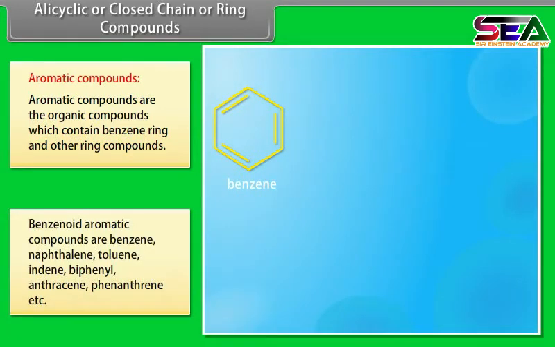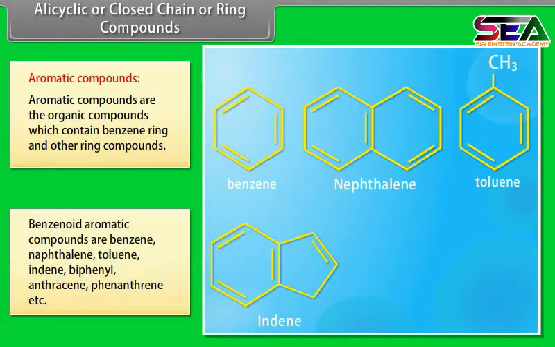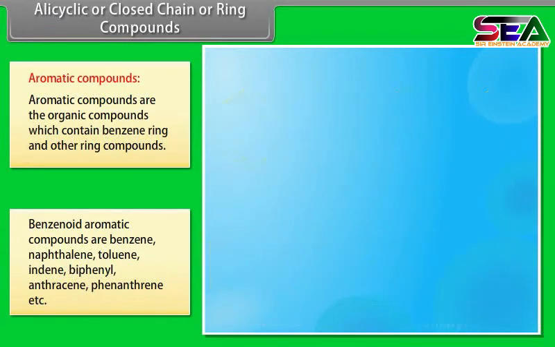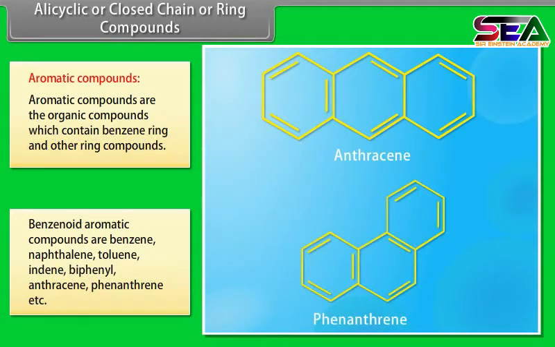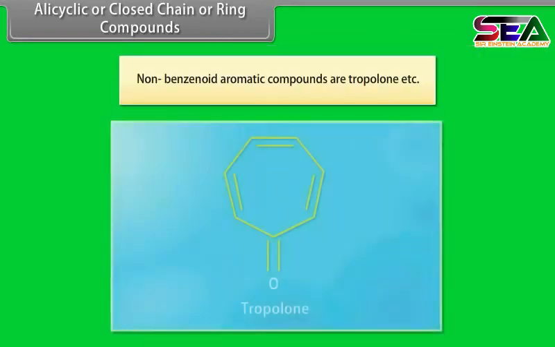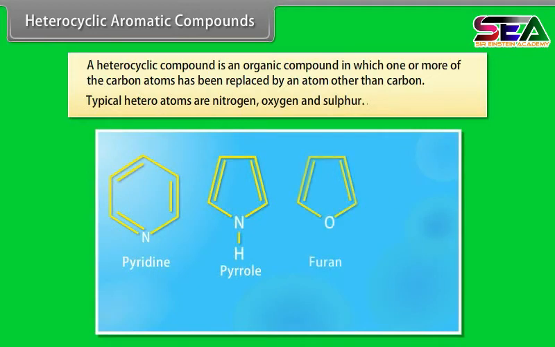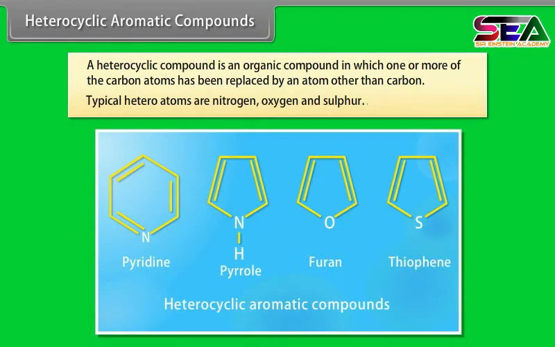Benzenoid aromatic compounds are benzene, naphthalene, toluene, indene, biphenyl, anthracene, phenanthracene, etc. Non-benzenoid aromatic compounds are tropylene, etc. Heterocyclic aromatic compounds. A heterocyclic compound is an organic compound in which one or more of the carbon atoms have been replaced by an atom other than carbon. Typical heteroatoms are nitrogen, oxygen and sulfur.